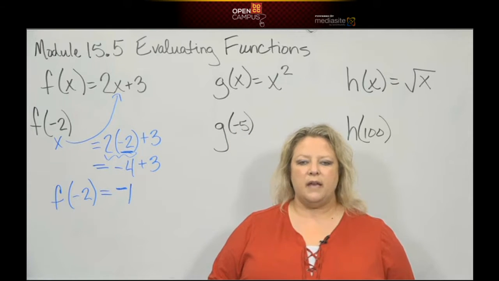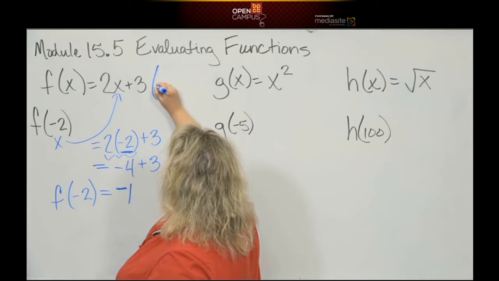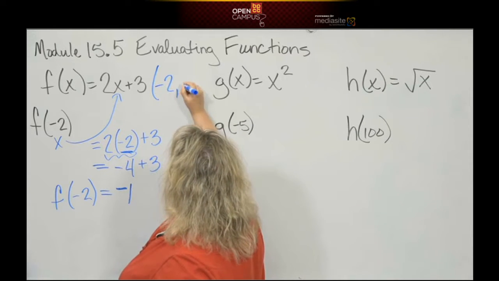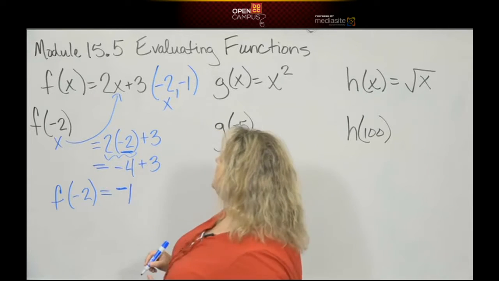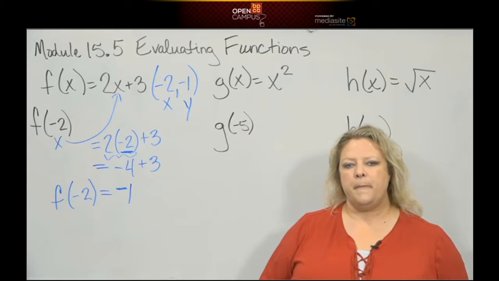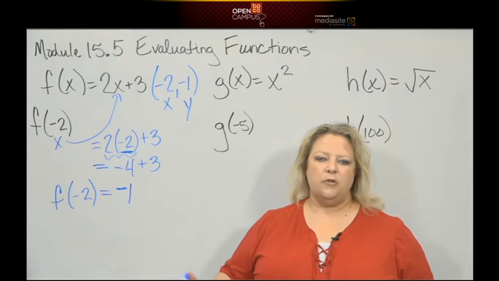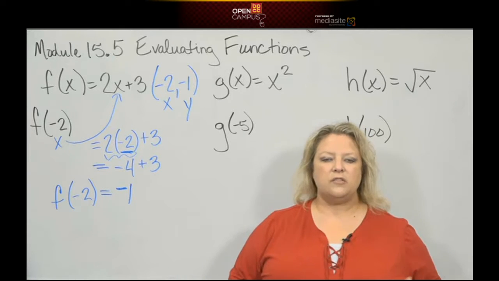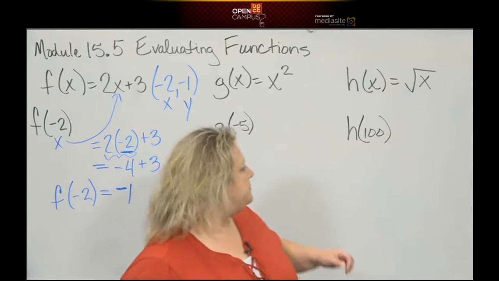So how would I write that as my answer, my ordered pair? I would write parentheses, negative 2, comma, negative 1, close parentheses. Because the answer that you put in is x, the answer that it spits out is y, okay? Like an input-output machine, if you've ever seen one of those. You input the x, the answer that comes out is the y value, all right? So let's do another one.